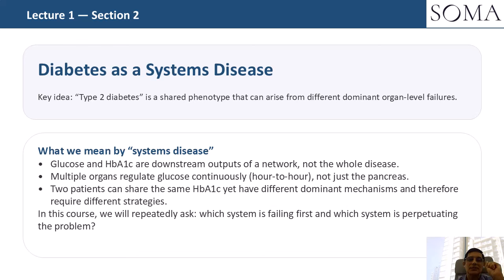This is why the same diagnosis, type 2 diabetes, can look dramatically different in different patients, because the dominant failing system is not the same in everyone. I will repeat this line: the dominant failing system is not the same in everyone. Let us walk through each system briefly in a clinician friendly way, because this becomes your mental map for the entire course. First, the liver.